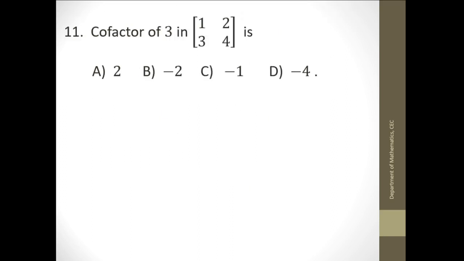Next question. Cofactor of 3. 3 is in the second row, first column. Therefore, minus 1 power 2 plus 1 is 3. And deleting the second row and first column, the determinant is 2. So B is the answer. Minus 1 power 2 plus 1, that is minus 1, into the determinant, that is 2. Minus 1 into 2 is minus 2.